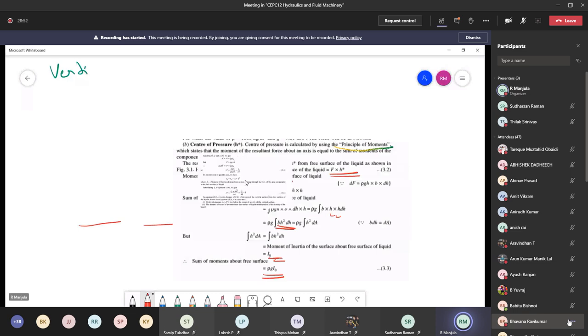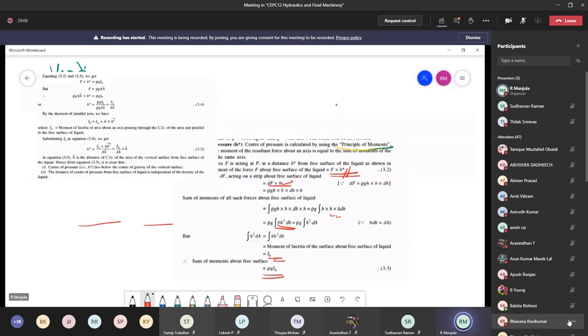So now you are equating equation 3.2, F into H star, to equation 3.3, rho g into I naught, because this is the sum of the moments about the free surface, and this is again the sum of the moments about the free surface. So both are the same, and hence you are equating them, and you will get F into H star is equal to rho g into I naught.